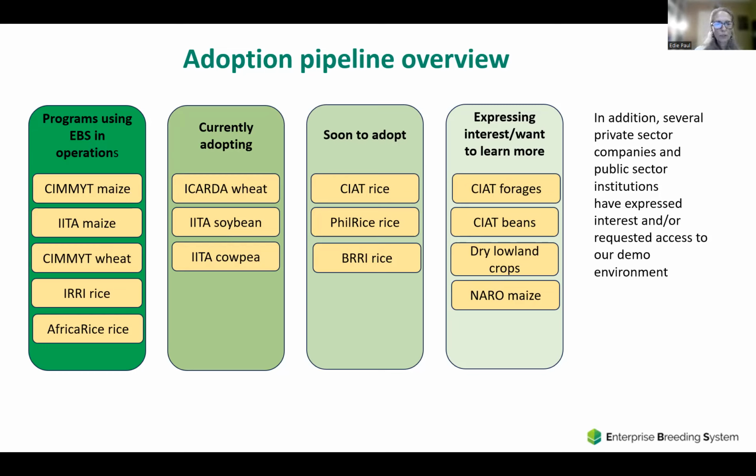And then Erie is working with 2 of their key NARS partners, Phil Rice and the Bangladesh Rice Research Institute, to bring them on board. And the last box, we could fill that with many more things. We've had lots of interest from many other programs, from other NARS partners, from several private sector companies and public institutions outside the CG system. So the point is there's certainly a growing awareness of EBS and what it can do. So next slide, please.